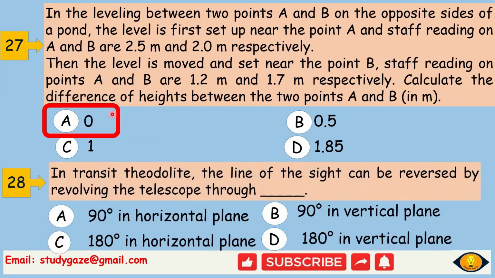Next question. In a transit theodolite, the line of sight can be reversed by revolving the telescope through. So we can revolve the telescope through 180 degrees in the vertical plane in the case of a transit theodolite.